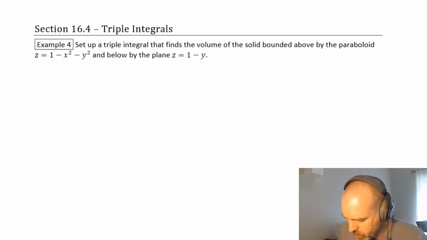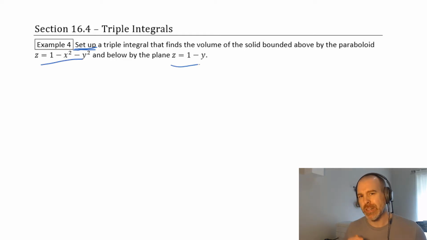So the first one here, we're going to do example 4, and this one we're going to just set up the triple integral, not actually going to find it. We've got the volume of the solid bounded above by the paraboloid and below by the plane. We're going to try to sketch what this looks like by hand, and then we're going to cheat using Maple. I have the graph up. We'll kind of double check.